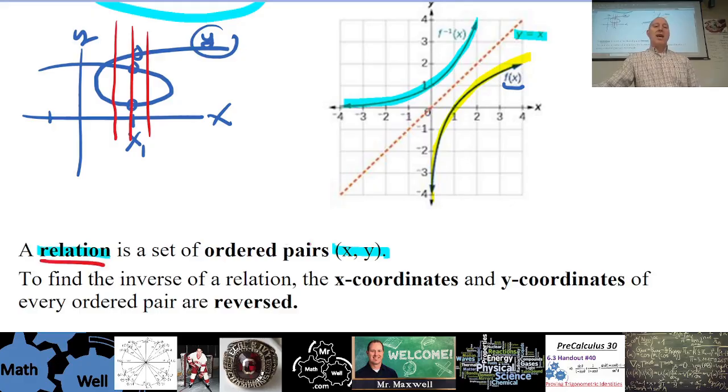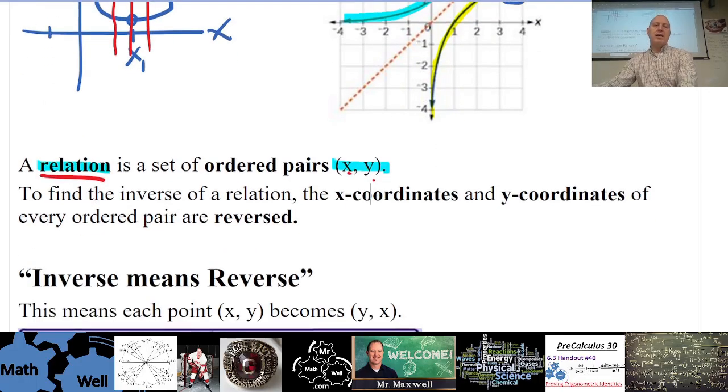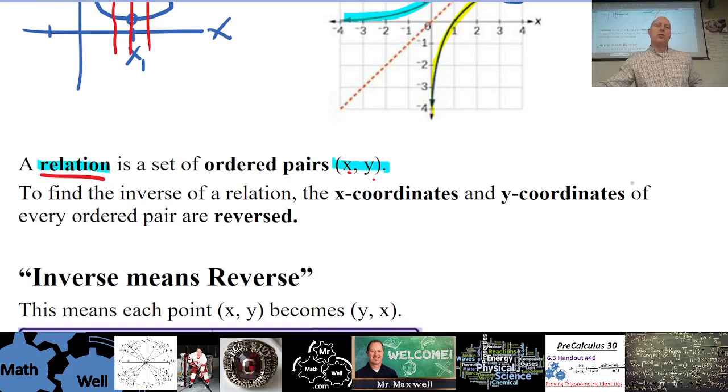So a relation is any set of ordered pairs x and y. It does not have to be a function. But most of the time we're dealing with functions in math, okay, for sure? So to find the inverse of a relation, the x and y coordinates are reversed. As I mentioned, inverse means reverse of the x and the y coordinates. Okay?